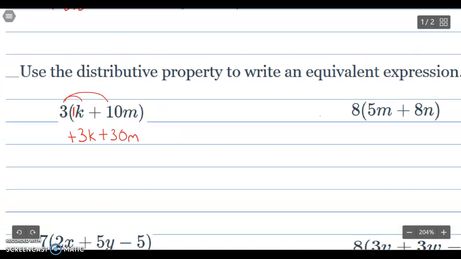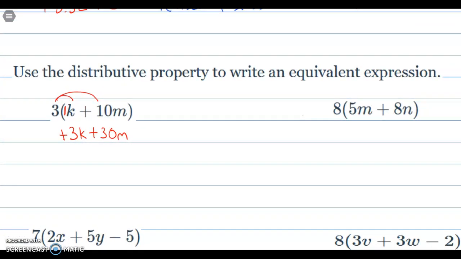All right, you can go ahead, pause the video here and see if you can solve this one on your own.